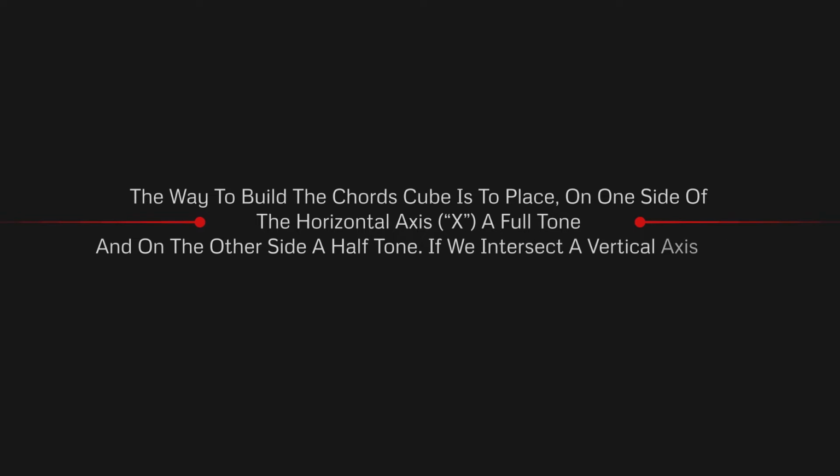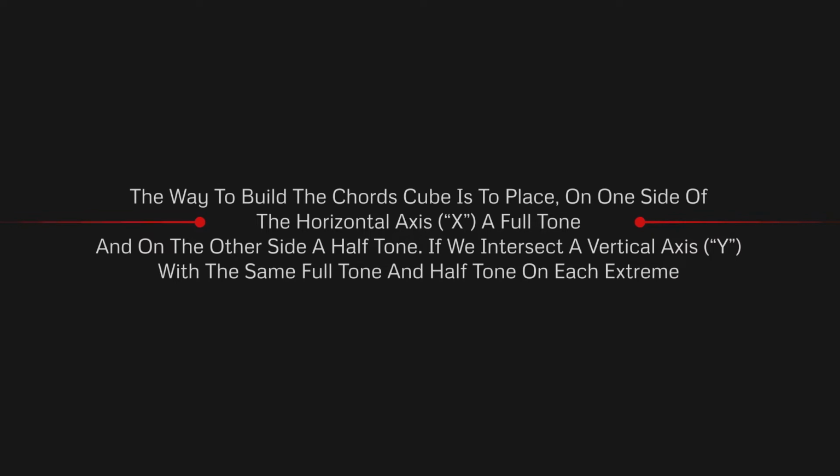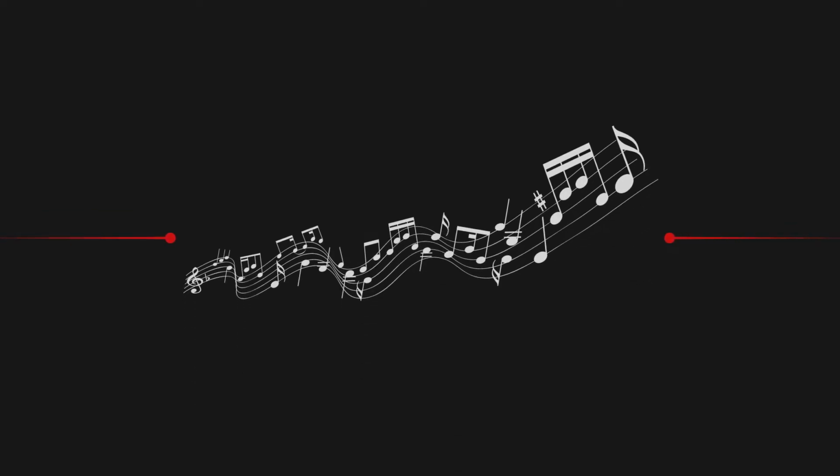If we intersect a vertical axis Y with the same full tone and half tone on each extreme, we build the plane of the triads.